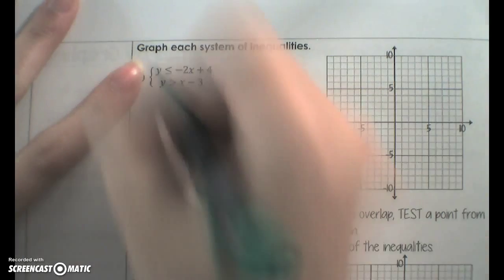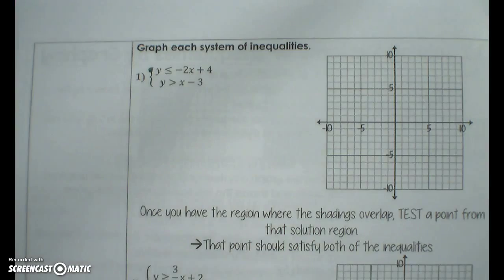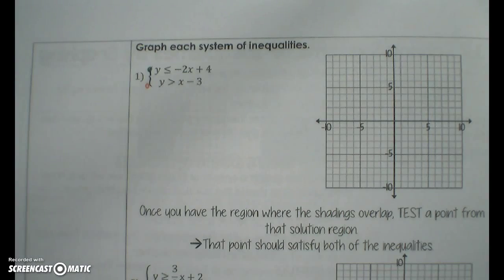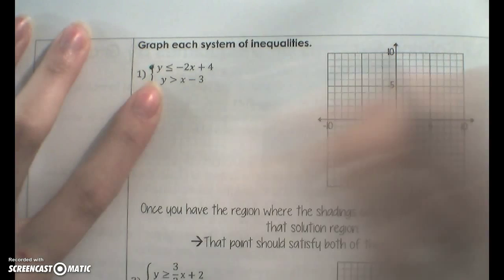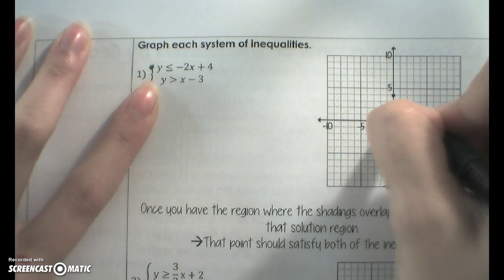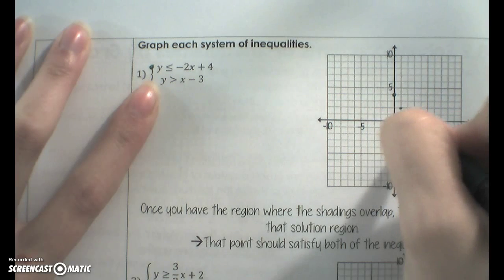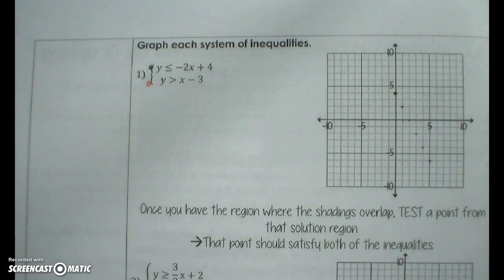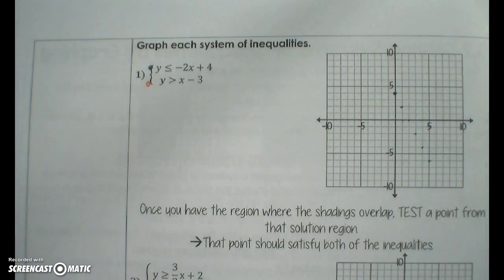All right, so let's do green with this one, and then I'm going to do orange with this one so you can see how the two are going to look. So green is going to be starting at 4, moving down 2 over 1, down 2 over 1, and I'm just going to continue that. Again, I like lots of points because that's going to help me draw an accurate line.